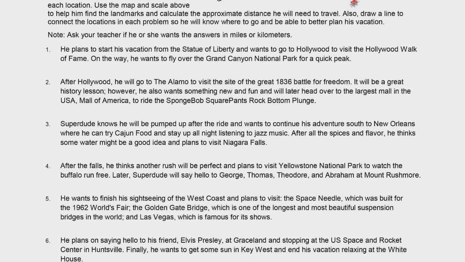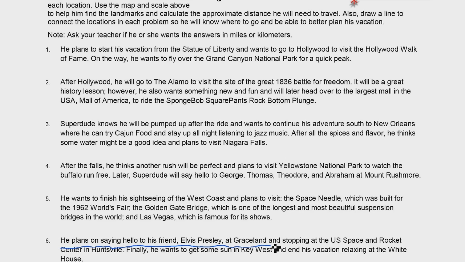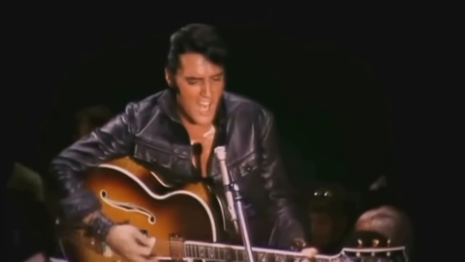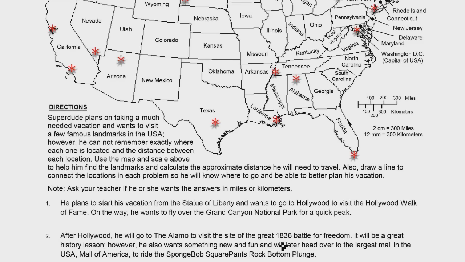Last problem, number 6. He plans on saying hello to his friend Elvis Presley, Mr. Presley, at Graceland. Well, well, well, thank you very much, everybody. If you don't know who Elvis Presley is, here's a little sample just for you. And Graceland's located in Memphis, Tennessee, which is right there.